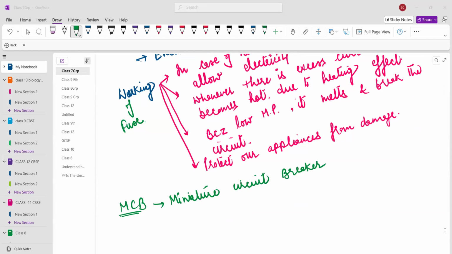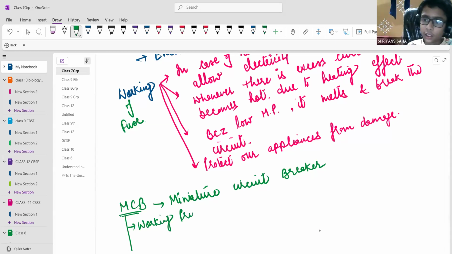Now, how is it different from fuse? Our fuse works on the principle of the heating effect of electric current. But the working principle of MCB is the electromagnetic effect, the second property of electricity.